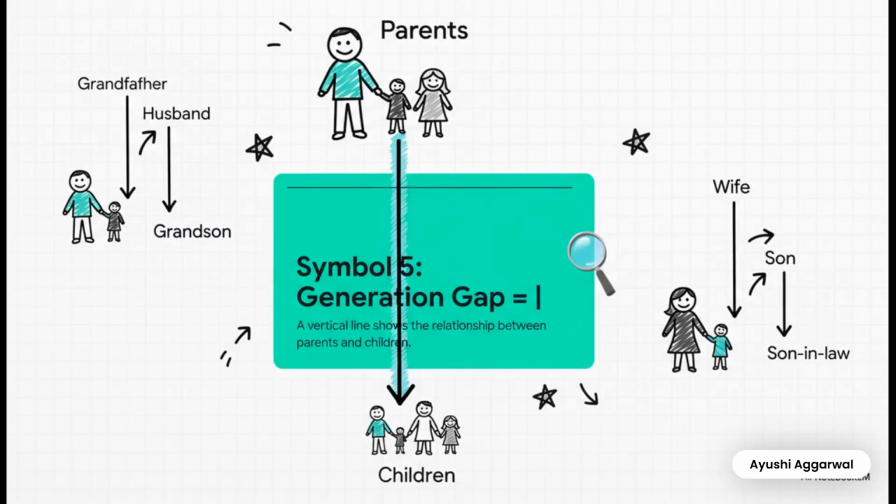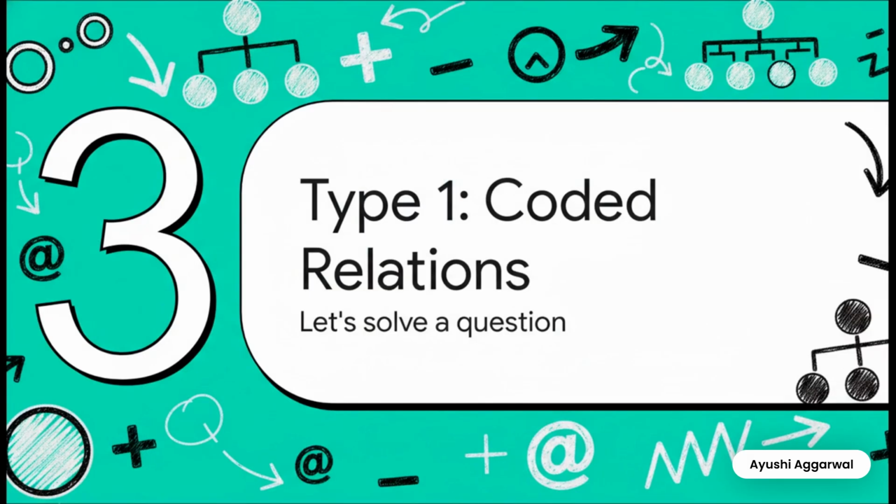And our final symbol is for the generation gap. To show the relationship between parents and their children, we use a simple vertical line. The line always goes down from the parents' generation to the children's generation. This is so crucial for tracking relationships, especially when the question involves grandparents or in-laws. So, have you got the symbols? Perfect. Chalo, let's put them into action.